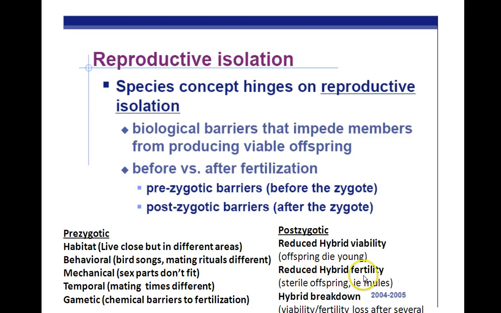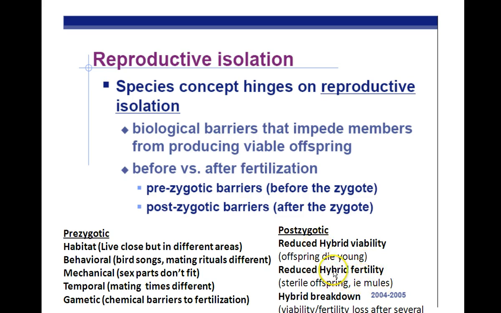We also have another example. Reduced hybrid fertility is another postzygotic barrier. We produce mules from donkeys and horses. However, the mules are sterile, so the donkeys and horses are considered different species. They can't produce viable, fertile offspring. And remember, fertility means having babies. If you're sterile, you can't produce babies.